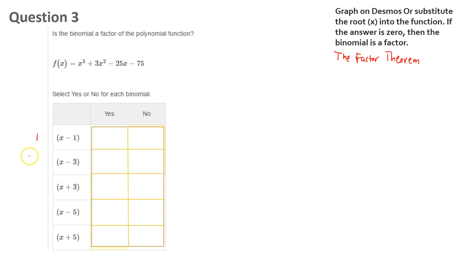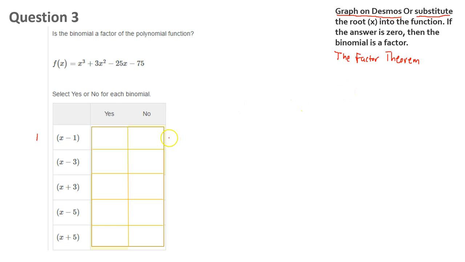So this is the method that I'm using. Again, there are 3 different methods. One is by graphing. We can graph on Desmos to determine whether or not a binomial is a factor. We can also substitute the root of the function, which is what we're doing here, or we can use the factor theorem. So let's go ahead and get started.